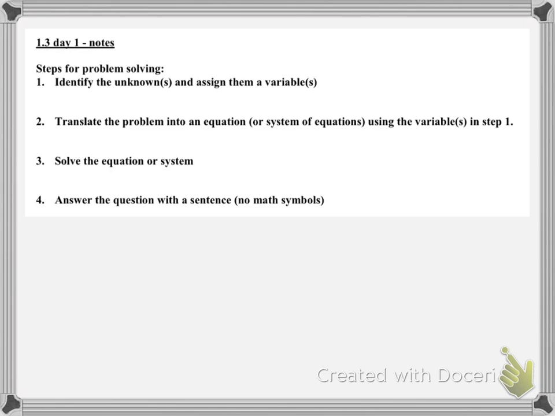So the first thing we always do is identify the unknowns and assign them a variable. What I always do is ask myself what things in this problem are represented by numerical quantities, and those are the things that I'm going to list. I always list them in words, and really the key to any application problem is to label everything.